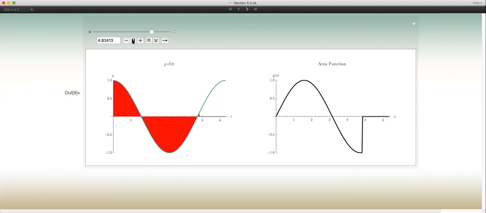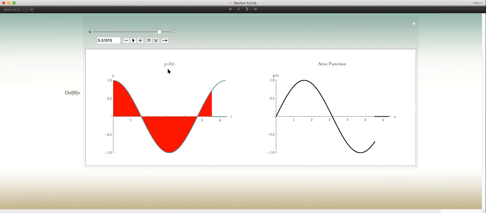And now what? Let's stop it one more time. When we started picking up positive area again, that is, as x passed that intercept on f of t, our area function stopped decreasing and started increasing. Right where f changed from negative to positive, the area function turned around. So the area function has local extrema exactly where this function f is equal to 0. And it's behaving kind of like, well, the derivative. It's behaving like the derivative.